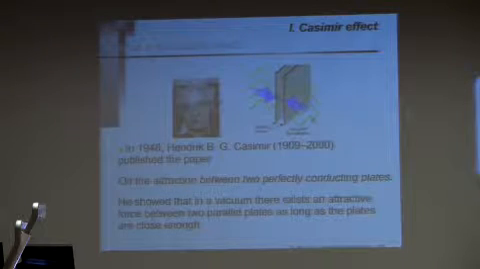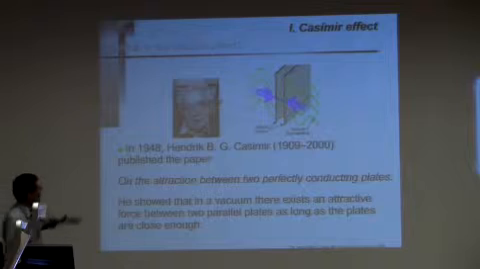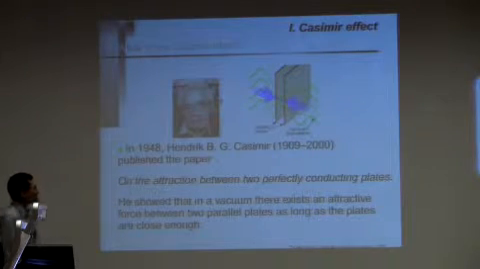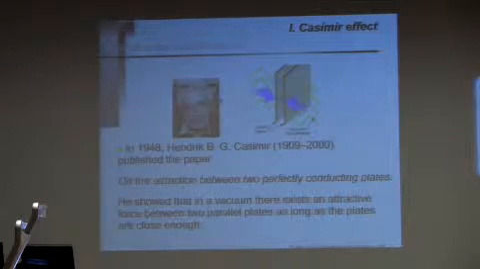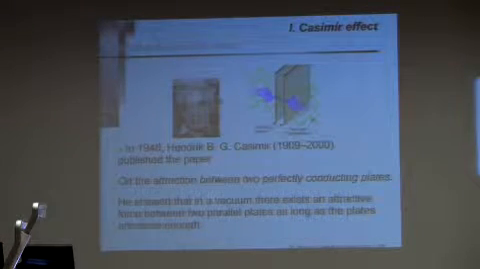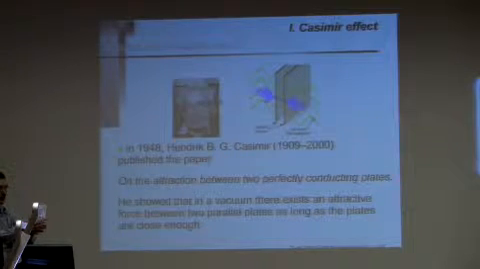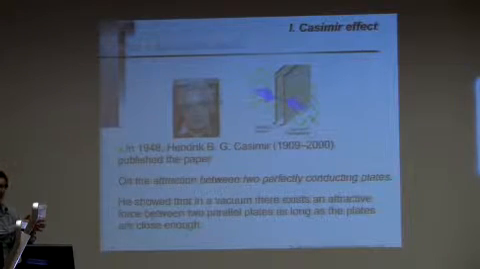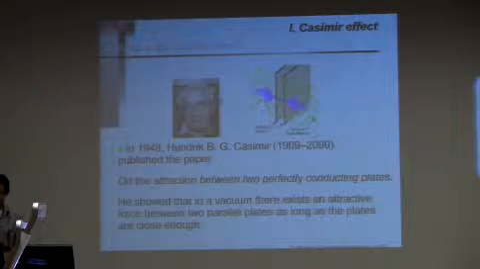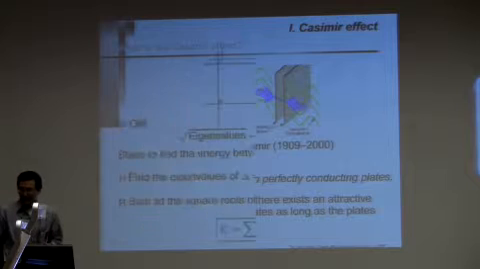Okay, so here's Casimir. And in 1948, he published an amazing paper, just 3 pages, on the attraction between two perfectly conducting plates. Basically, he proved the existence of energy from nowhere. He showed that in a vacuum, if you take 2 parallel plates and put them close to each other, they're going to start attracting. So it's quite an amazing theory.